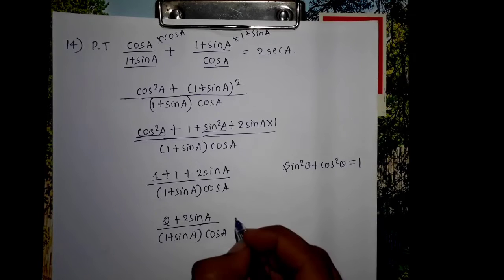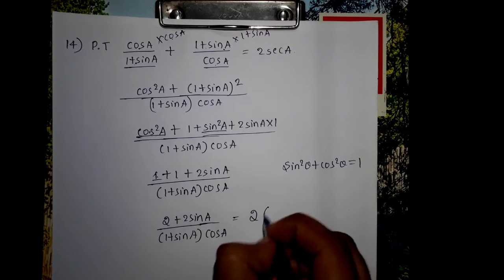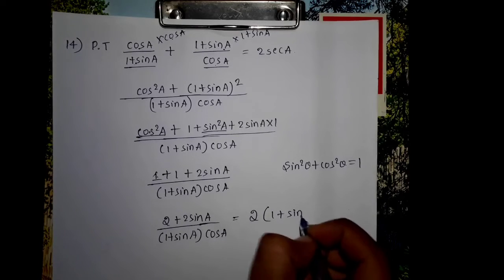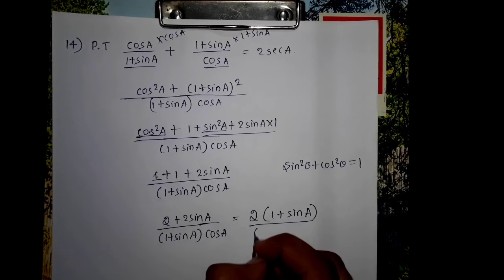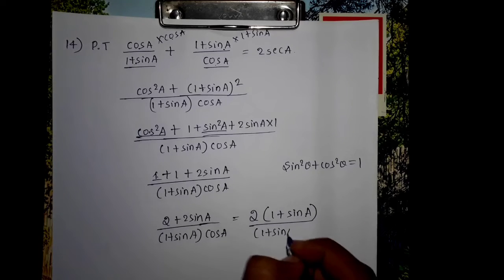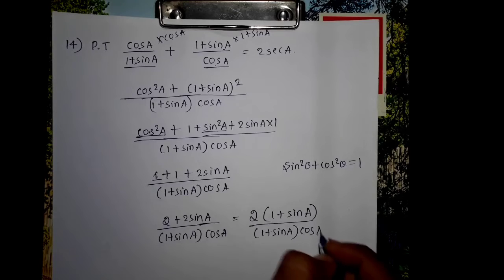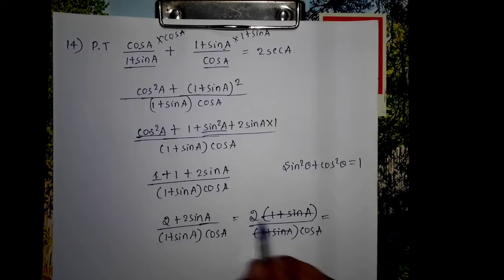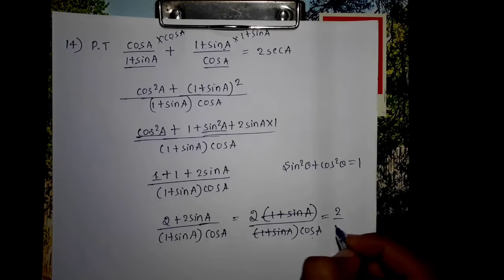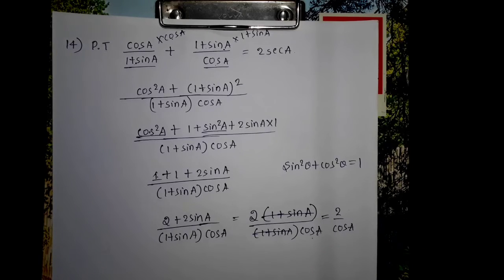Okay, what will be next step now? Taking 2 common, 1 plus sine a divided by 1 plus sine a into cos a. 1 plus sine a cancels. We will remain with 2 by cos a. What is reciprocal of cos? That is sec, that is 2 sec a. Therefore LHS equal to RHS.